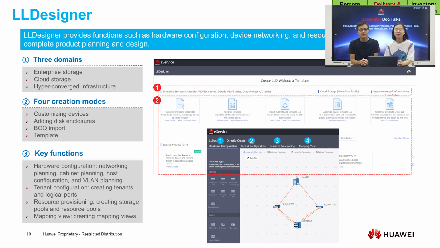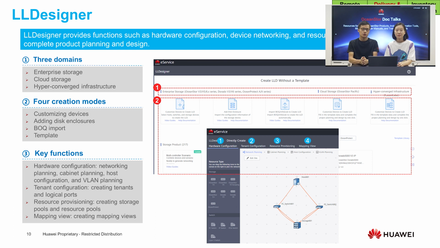Air Designer is a graphical-based planning and design tool and provides functions such as hardware configuration, device networking, and resource provisioning. You can use the tool to quickly complete product planning and design and generate LD documents to guide frontline engineers on site delivery. Currently, Air Designer supports Huawei Enterprise Storage, Cloud Storage, and hyper-converged infrastructure products.